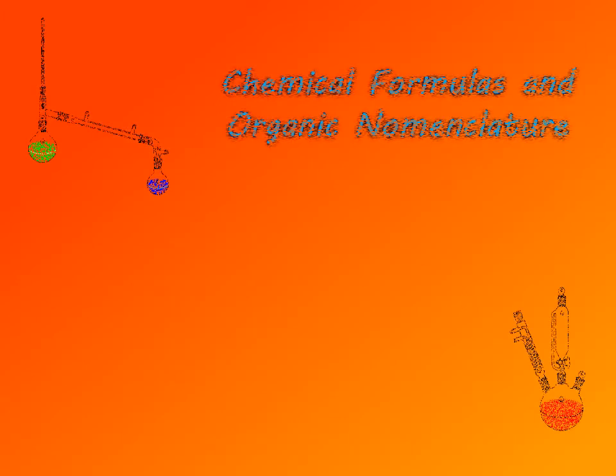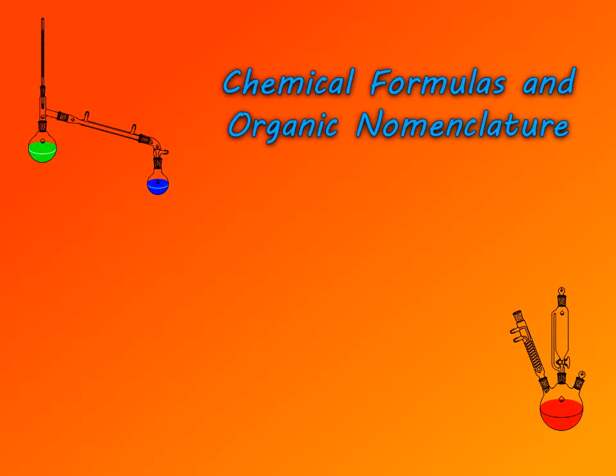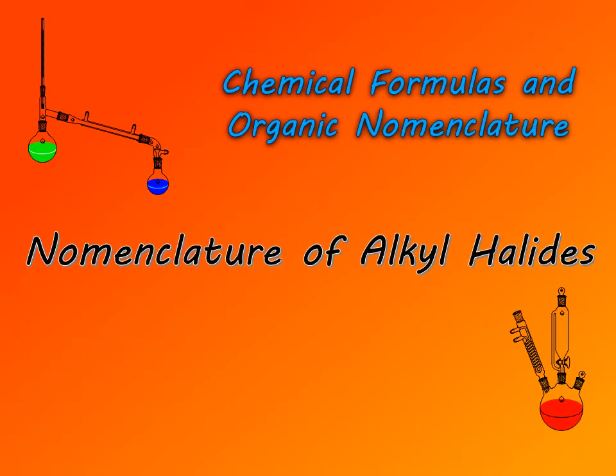Now we are going to examine nomenclature of some simple organic compounds that contain heteroatoms. Heteroatoms are atoms other than carbon and hydrogen. We will start with nomenclature of alkyl halides.